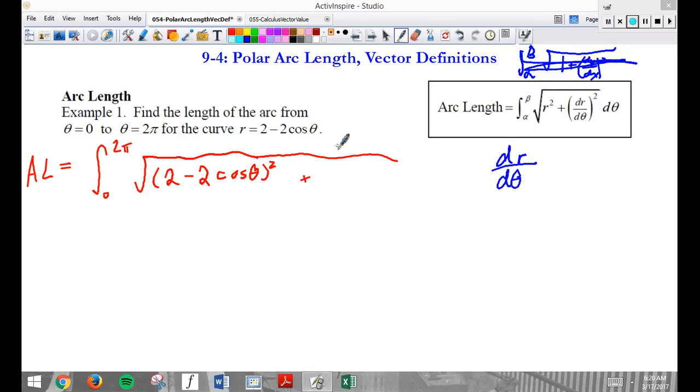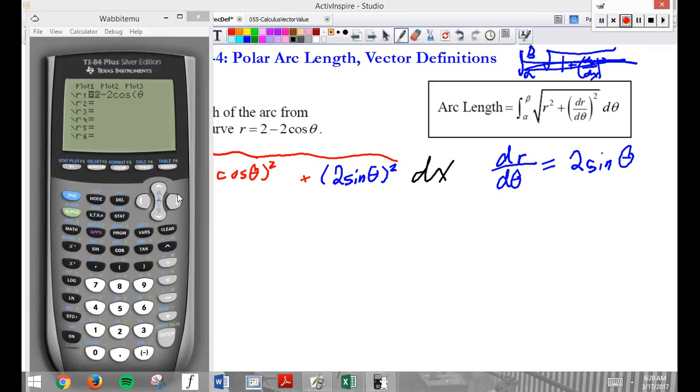I'm differentiating with respect to theta. The derivative of 2 is 0. The derivative of cosine is negative sine, so I work it out to get 2 sine theta. So plus 2 sine theta squared d theta, and we pull out our calculator and we get to work.